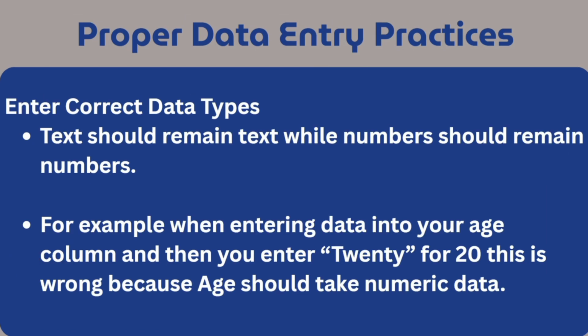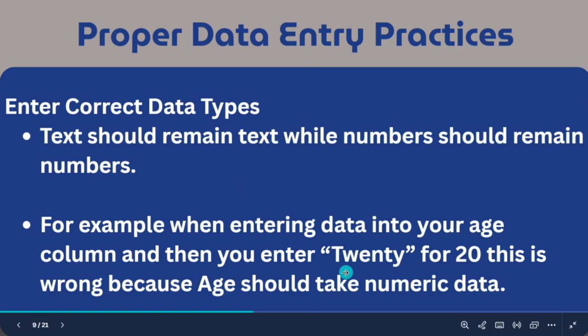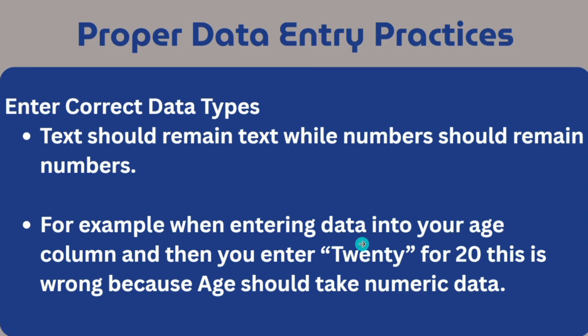Now, another thing is that you enter correct data types. So when you have a column for age, if it is text, it should remain as text. If it is a number, it should remain as a number. So if you have a column for age, you don't write it as 20, T-W-E-N-T-Y. You write it as 20, 2 and 0. This means this is a number, while this is a string.